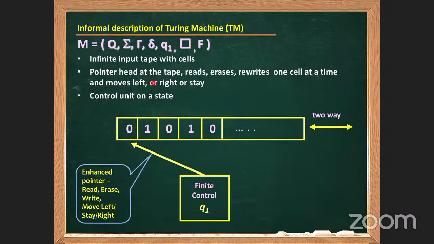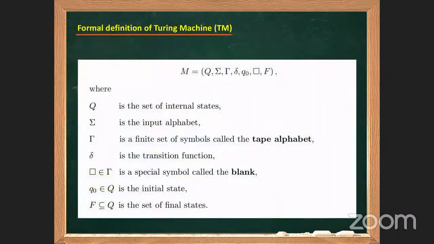And the pointer head at the tape can read, erase, rewrite one cell at a time, and it can move either left or right or can stay in the same cell at that moment. Well, we have a control unit which has the states and the delta transitions embedded. Let's see. This is a formal definition. So here, the gamma talks about all the special symbols I can use on the tape for rewriting purpose. So I can even use blank as an allowed symbol, a special symbol here.